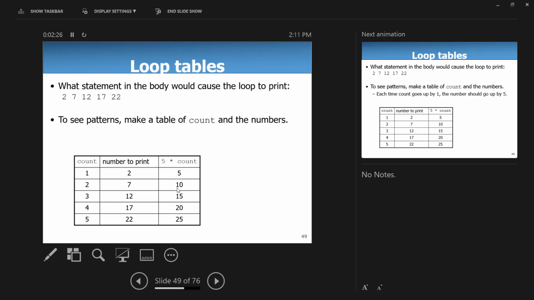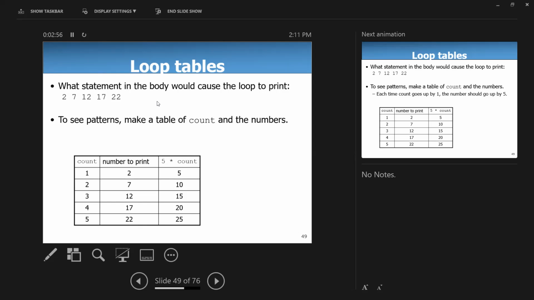If I subtract 3 from 10, can I get 7? Yes. If I subtract 3 from 15, can I get 12? If I subtract 3 from 20, am I getting 17? And same goes for 25. Am I getting 22? That's correct. So it means to complete this formula, I have to say -3. So 5 times count -3, that's the condition I have to print this pattern.